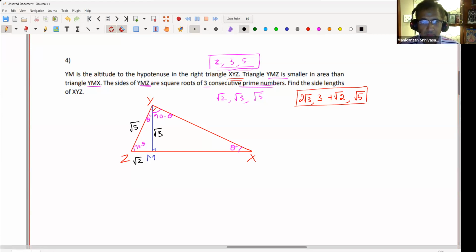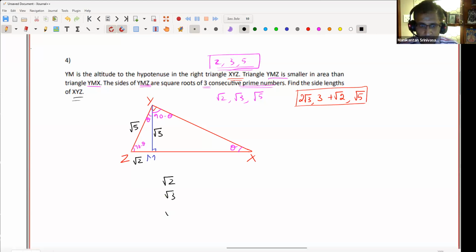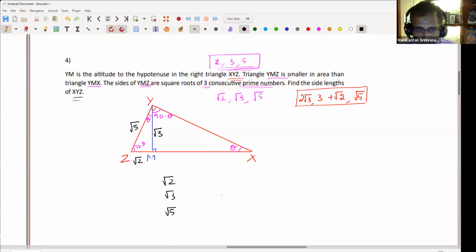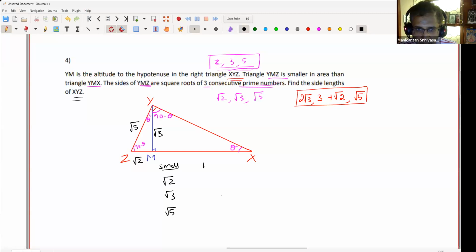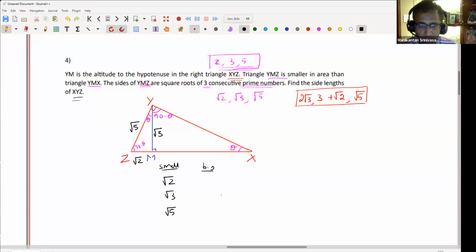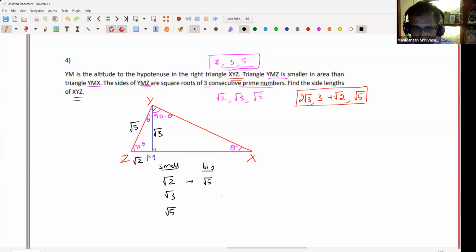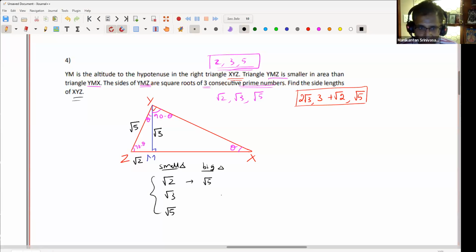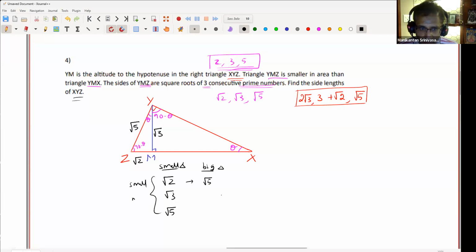So let's come to the medium triangle. Find the side lengths of X, Y, Z is the main question. So we can directly go for X, Y, Z versus the small triangle YMZ. So root 2, root 3, and root 5, right? So this is the small triangle, and this is the big triangle. In the big triangle, I know that root 5 is the smallest side. So this corresponds to root 5. This is the small triangle, this is the big triangle, and these are the side lengths. So small, medium, large.